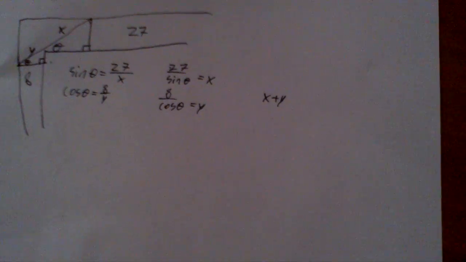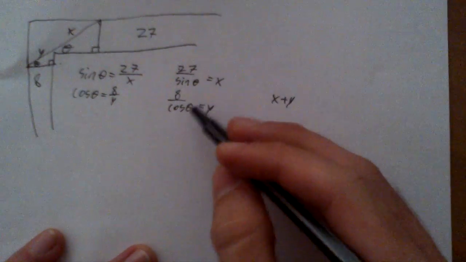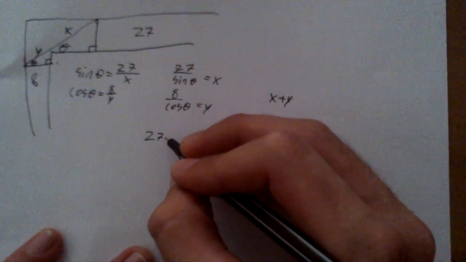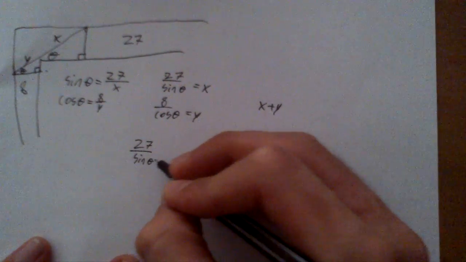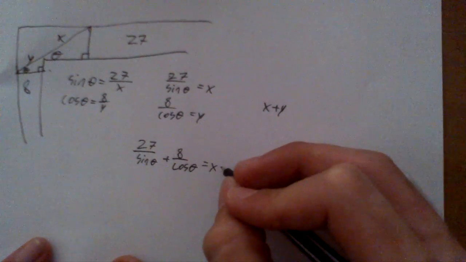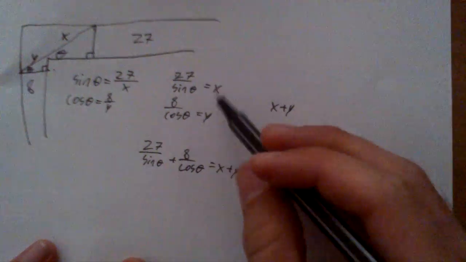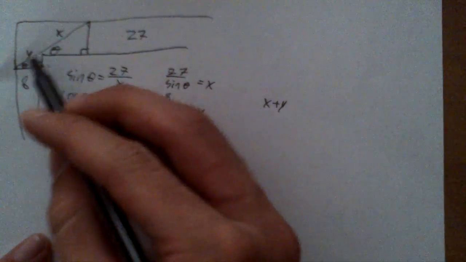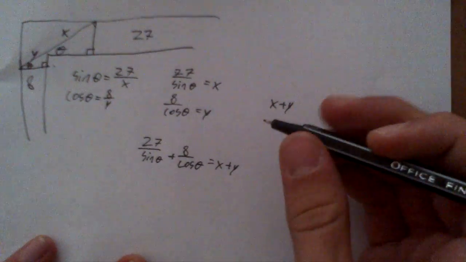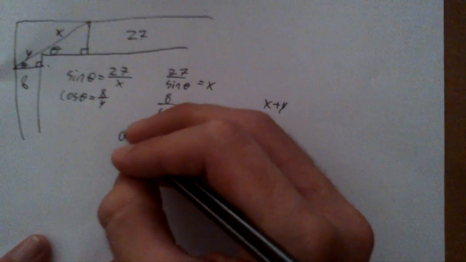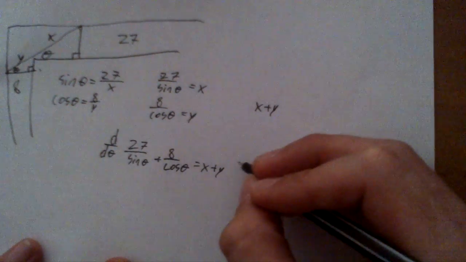Because these are the two pieces, we would use these two pieces and make this an equation. So therefore 27 over sine of theta plus 8 over cosine of theta is equal to x plus y, because x plus y, we got these two here, right? Makes sense. So now, because we want to find the longest possible length, we have to use calculus and take a derivative of this equation. So basically d theta, both sides.